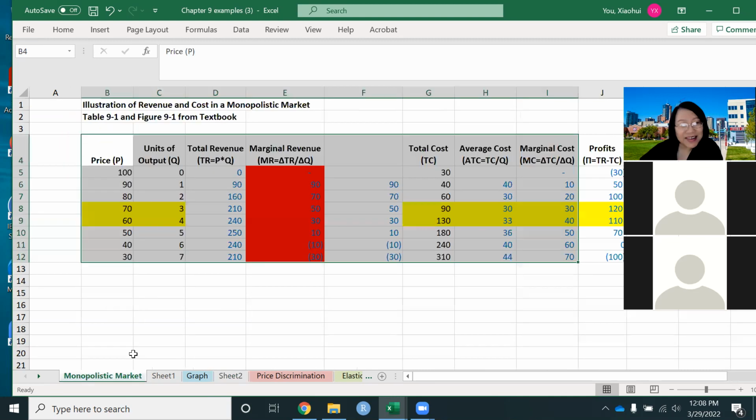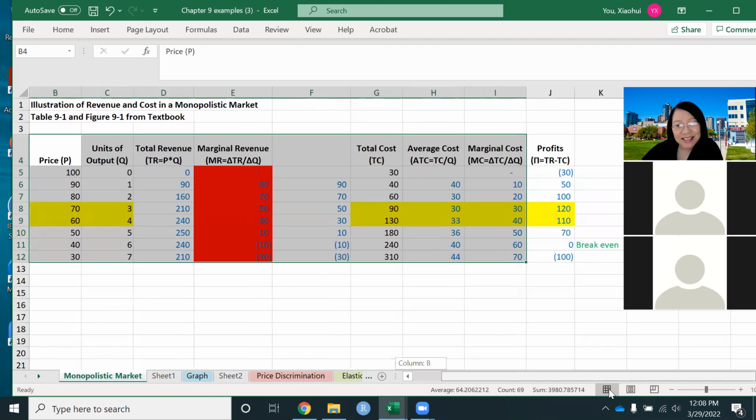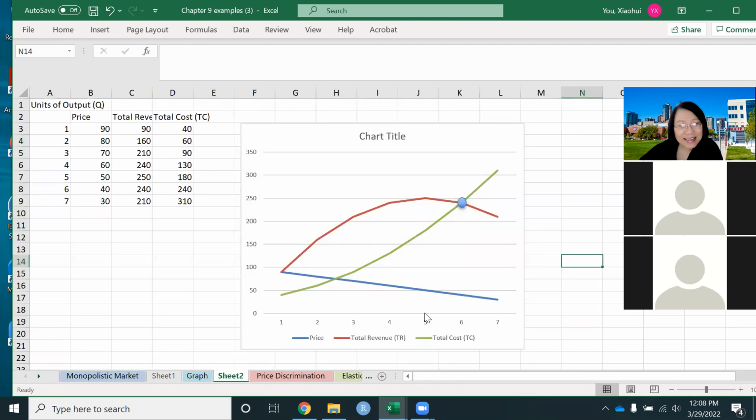See, even in this one, we have a name. Profits or the break even? Yes, break even, right? So this point is break even. Or this point actually, because this is the perfect competitive market, right?